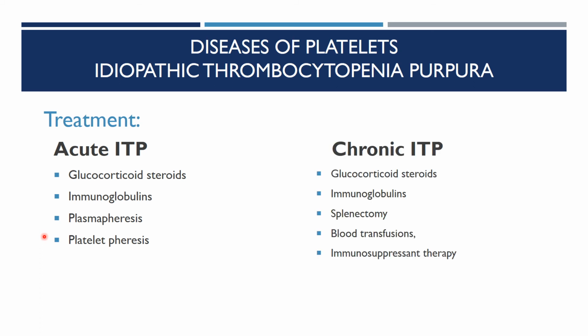Now, chronic ITP, you would get a lot of the same treatment. So glucocorticoids, immunoglobulins, splenectomy. They might end up taking out the spleen in response to this, because we get this platelet destruction resulting in this idiopathic thrombocytopenia purpura, and that destruction occurs in the platelet cell or in the spleen. Another option would be blood transfusions, and then immunosuppressants in the case that it is autoimmune in origin.